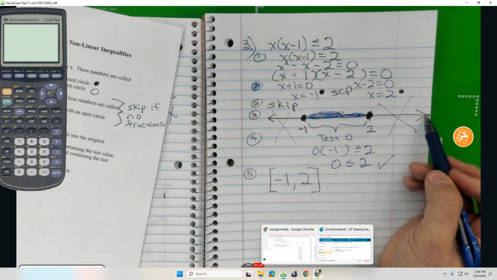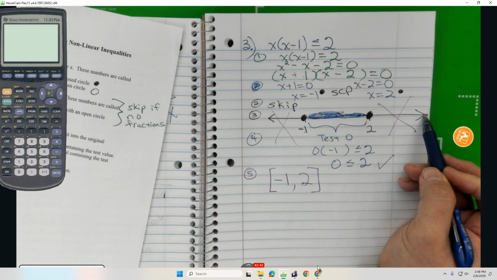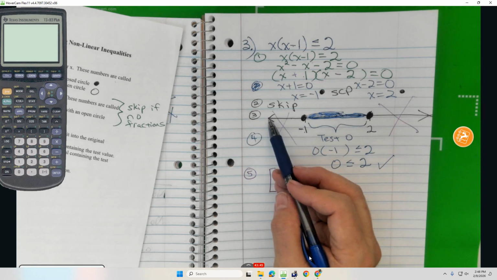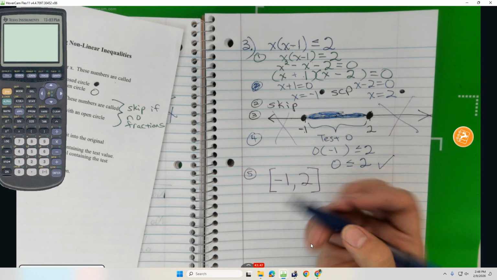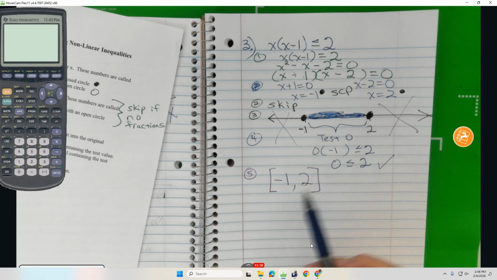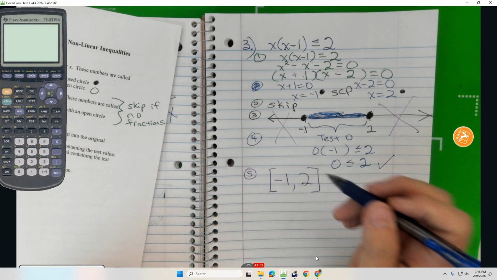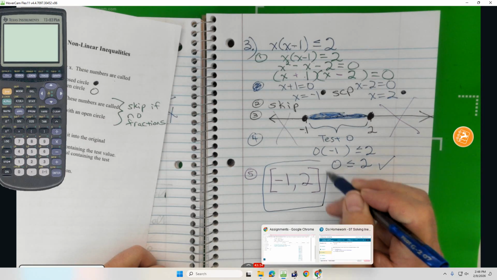If it includes this interval, you'd have a positive infinity. If this interval had been shaded, we'd have a negative infinity. But the test values themselves do not appear within your answer. Any questions there?